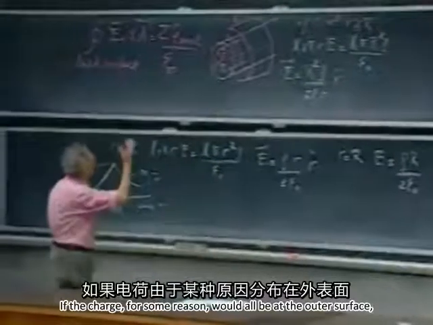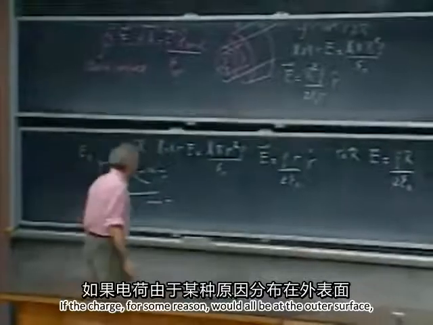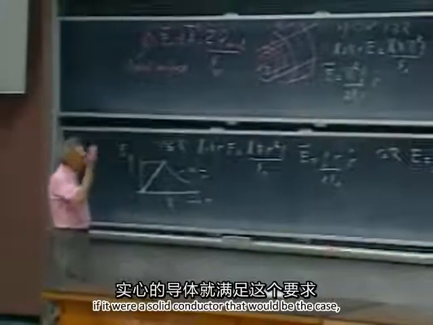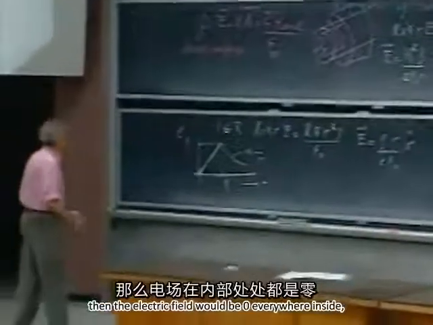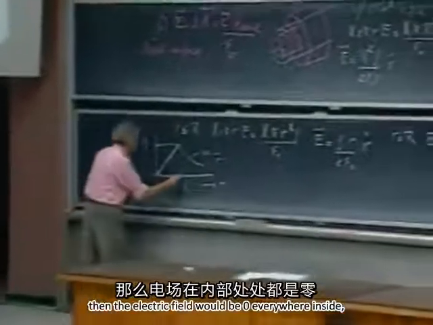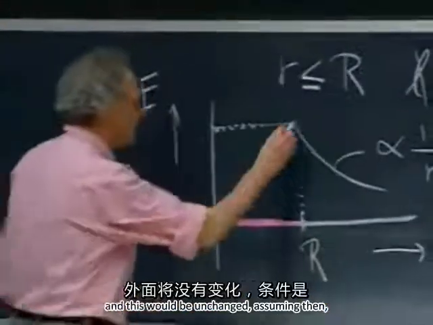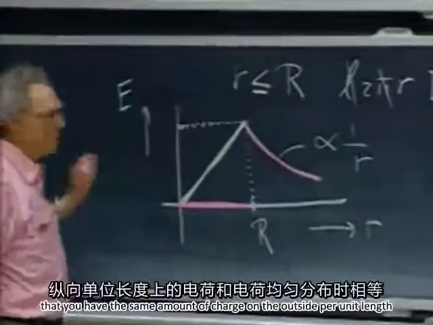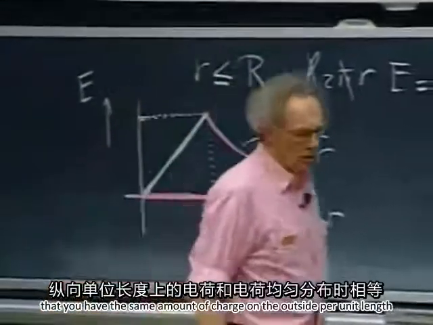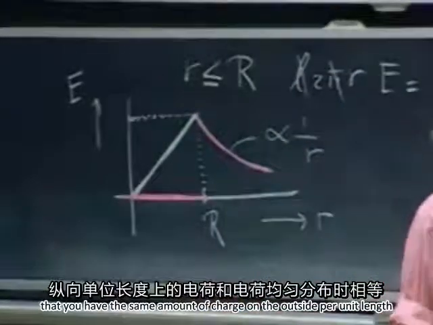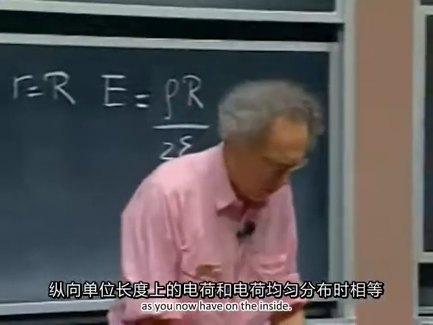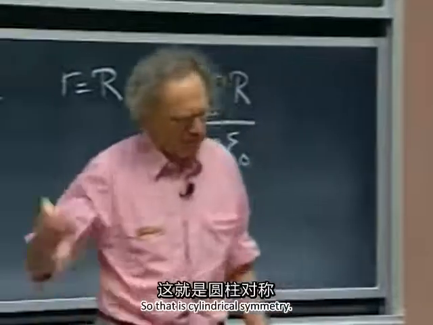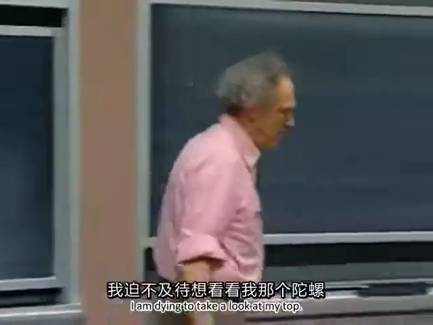If the charge for some reason would all be at the outer surface, if it were a solid conductor, that would be the case, then the electric field would be 0 everywhere inside, and this would be unchanged, assuming that you have the same amount of charge on the outside per unit length as you now have on the inside. So that is cylindrical symmetry.